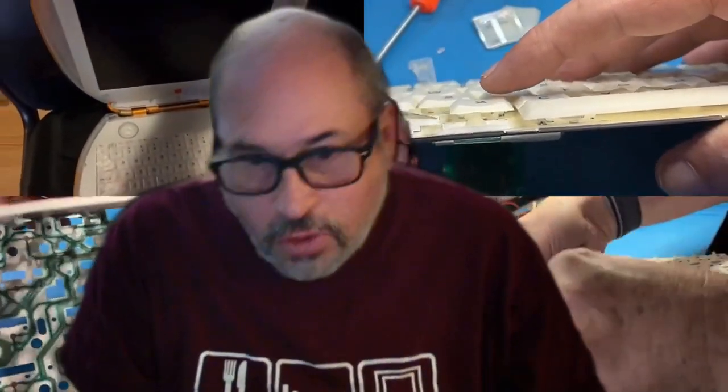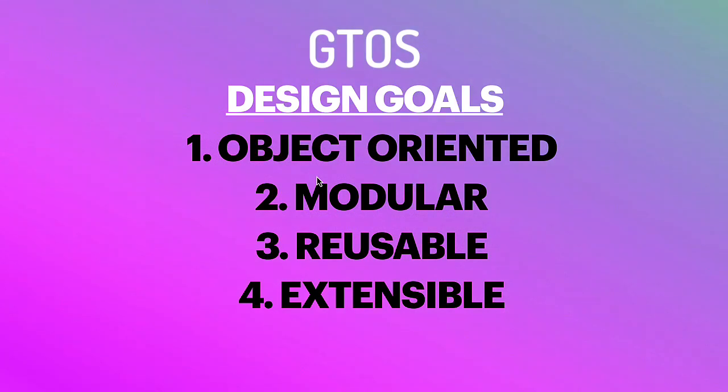So that's the overview. Let's get started on what GTOS ended up looking like. So I had some design goals for GTOS. First off, I wanted it to be object-oriented. I found that OOP makes your life easier. It's easier to use objects, to understand what they do, and to extend them.